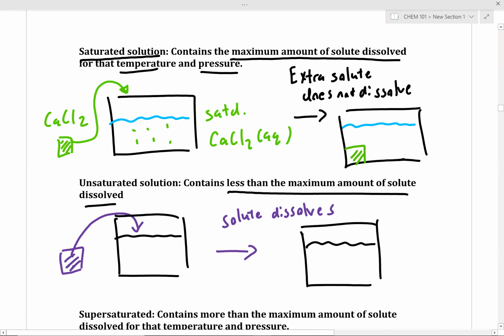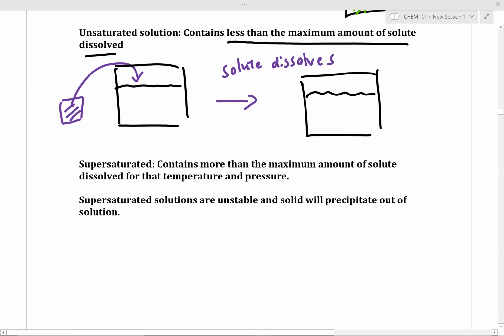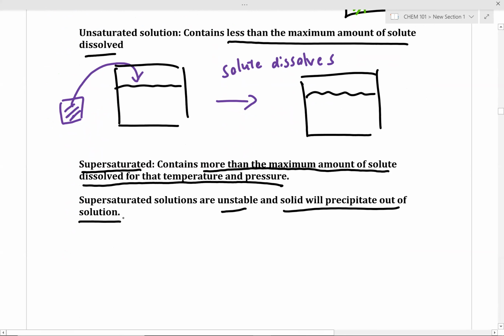Perfect. Now, there's a third class of solution that requires a lot of care to generate, but you can see it, and it has quite a dramatic effect if it is observed. And the last major class is a supersaturated solution. So a supersaturated solution, as its name implies, contains more than the maximum amount of solute dissolved for that temperature and pressure. Now, supersaturated solutions are unstable, and solid will precipitate out of solution. We have too much solid dissolved, and the solid will want to escape the solution to relieve that issue.